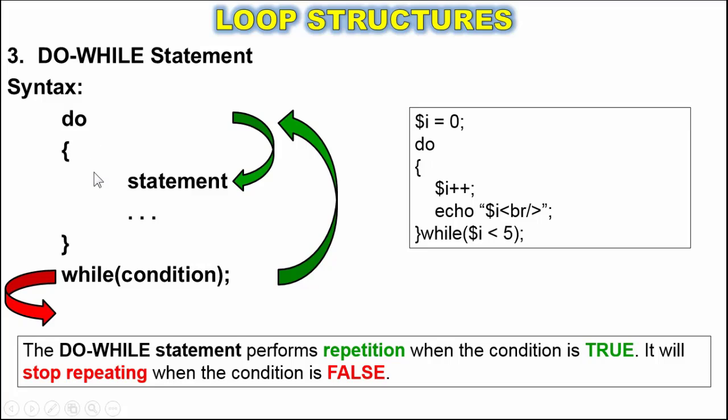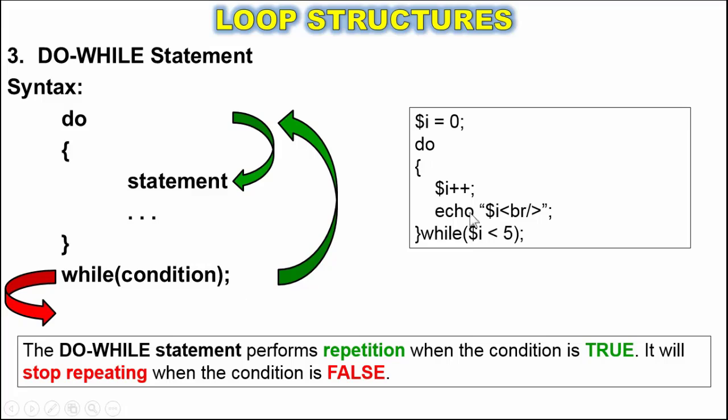Next, provide the statements or commands to be executed by the CPU repeatedly inside the block statement. Next, we write the keyword while followed by a conditional expression enclosed by parentheses. We must place semicolon at the end of the while condition. The do while statement performs repetition when the condition is true. It will stop repeating when the condition is false.